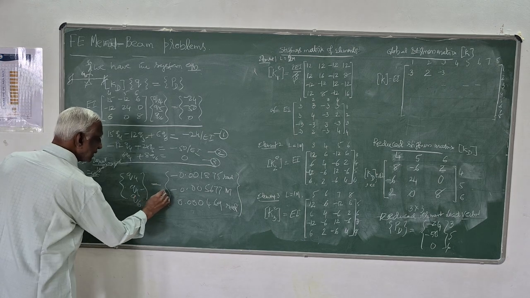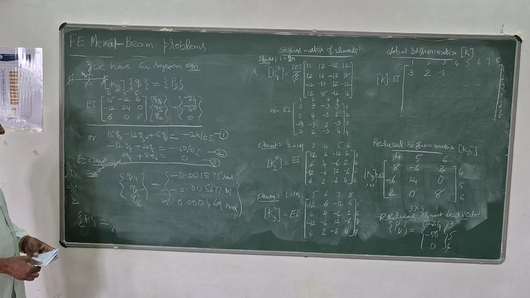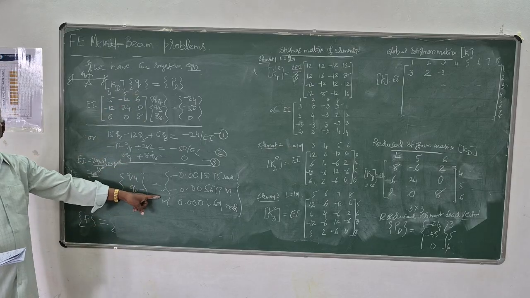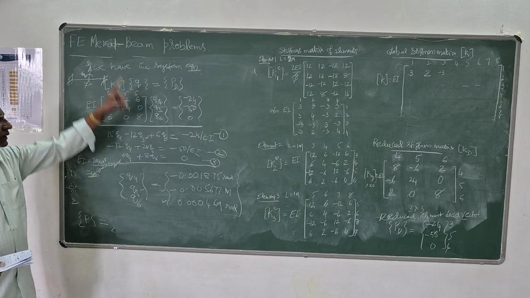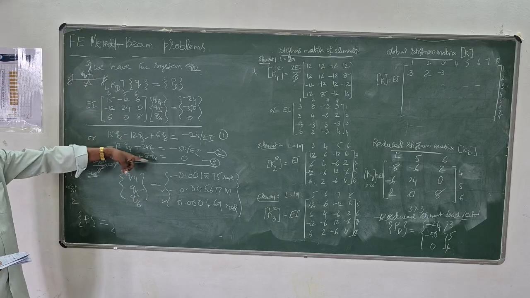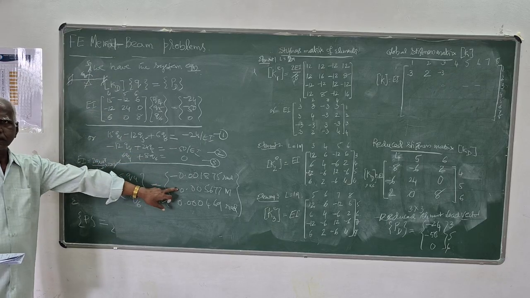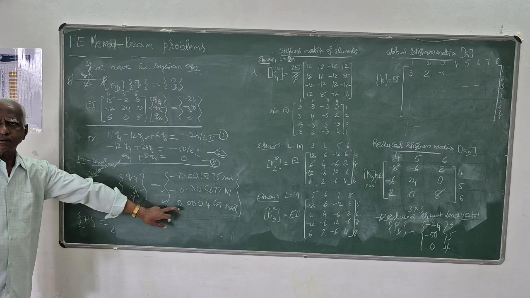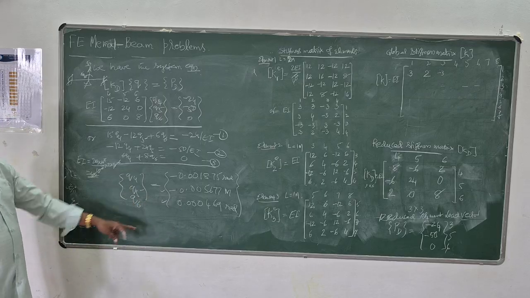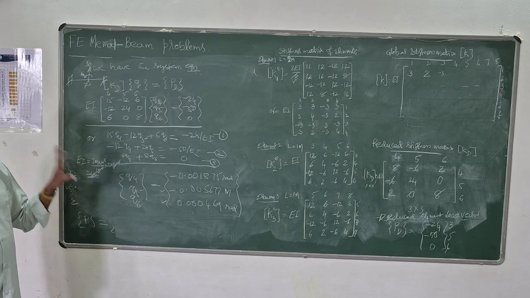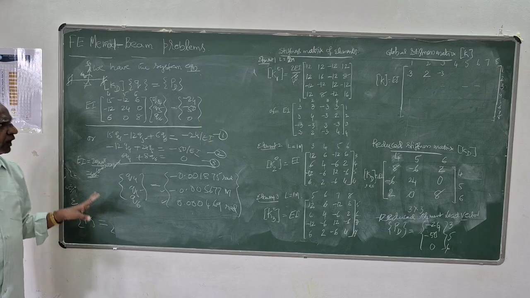Here, this is what they have asked in the problem. Find the displacements under the concentrated load. That corresponds to Q5 and Q6. This is deflection, this is slope, in radians. So this much exercise, I have covered all the things.